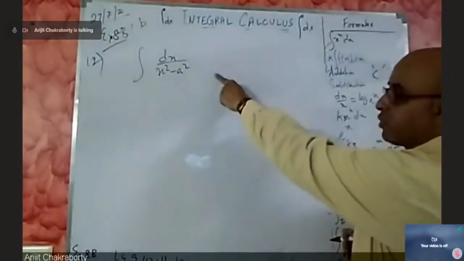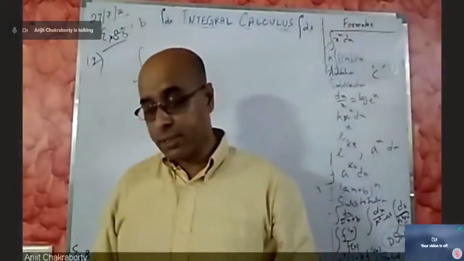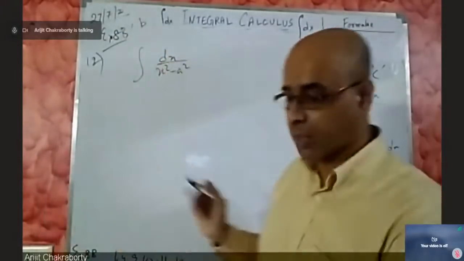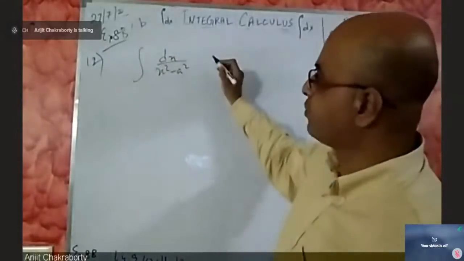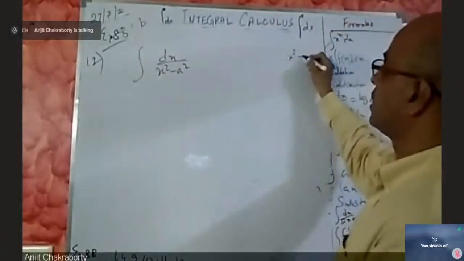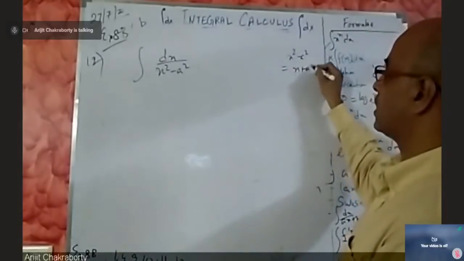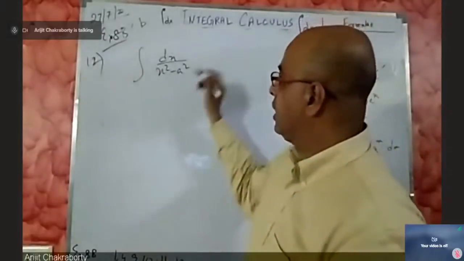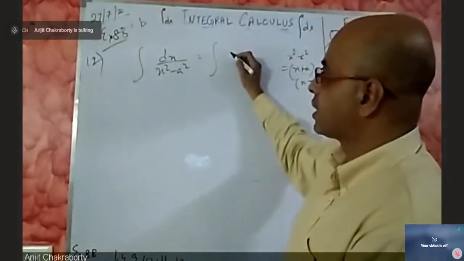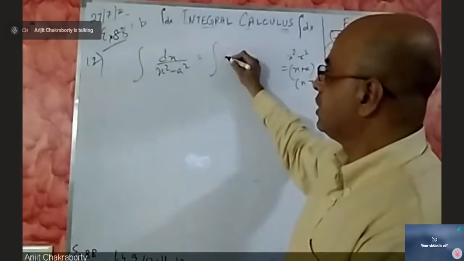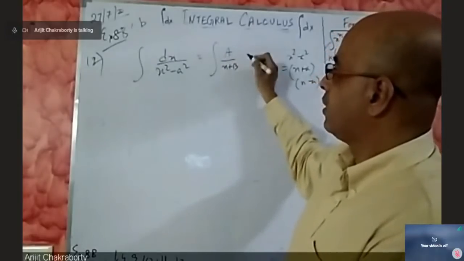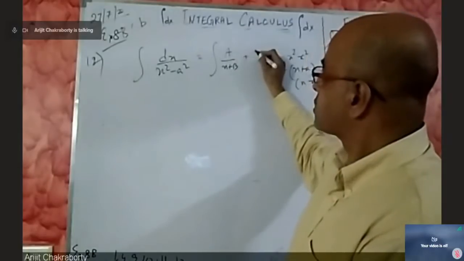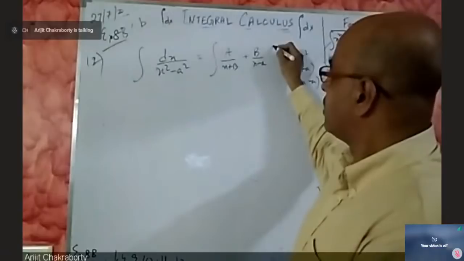Of course, there is a direct formula for this, but the question is you have to use partial fraction. There is a direct formula, but let us do it through partial fraction. It is very simple if you break it up. Now x square minus a square, if you break up, it is (x plus a) into (x minus a). So I can write it in this way. This is equal to, I can write as a by x plus a, plus b by x minus a dx.